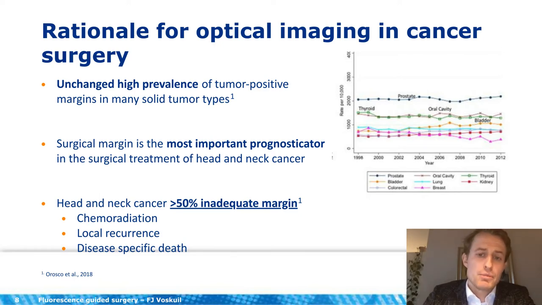And if we face an inadequate margin, which is correlated to a worse prognosis, it is indicated that an adjuvant treatment consists of chemoradiation, which comes with a lot of severe side effects for the patients. It comes with increased local recurrence rates, and it comes with increased disease-specific death rates. So it's our task to reduce those inadequate margin numbers.